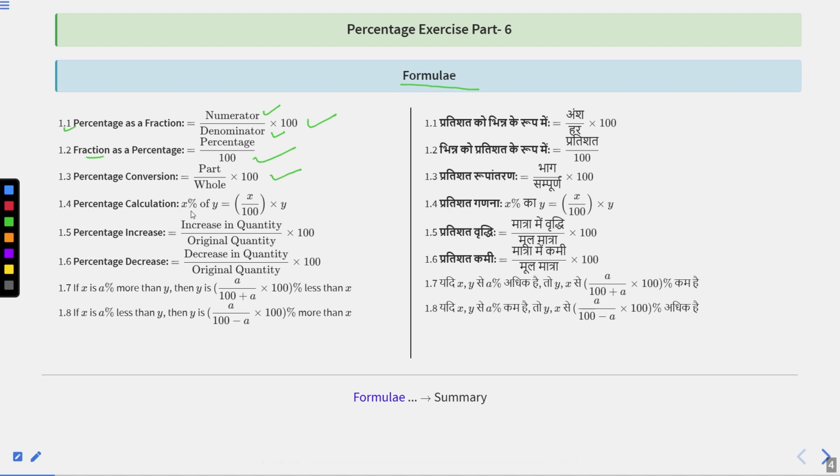Percentage calculation: if it is given that x percent of y, how can we write it? x upon 100 multiplied by y. Percentage increase is increase in quantity upon original quantity, multiplied by 100. In the same way, percentage decrease is decrease in quantity upon original quantity multiplied by 100. Next, if x is a% more than y, then y is a upon 100 plus a, multiplied by 100, % less than x. In the same way, if x is a% less than y, then y is a upon 100 minus a, multiplied by 100, % more than x.